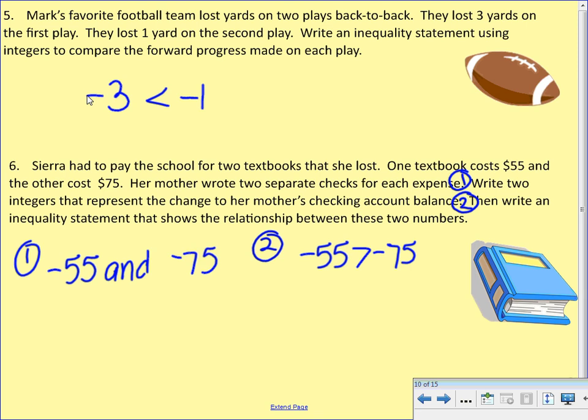You did -557. No, my inequality sign just looks like a 7 because I was writing it sideways. Is that better? I apologize. It was a little sloppy. I could use a different color too if that helps. Better? Okay, sorry about that.